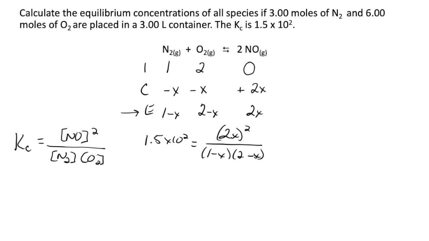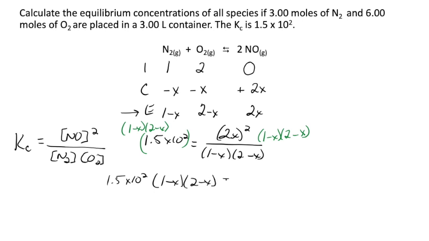Unfortunately, in this case, we do not have a perfect square, so we're going to have to use the quadratic equation. In solving for x, I'm going to multiply both sides by 1 minus x and 2 minus x, and this is to get rid of the fraction on one side. So I will have 1.5 times 10 to the second times 1 minus x times 2 minus x equals, and if I go ahead and square 2 times x, I have 4x squared. Now to multiply these two, I'm going to use the FOIL method.